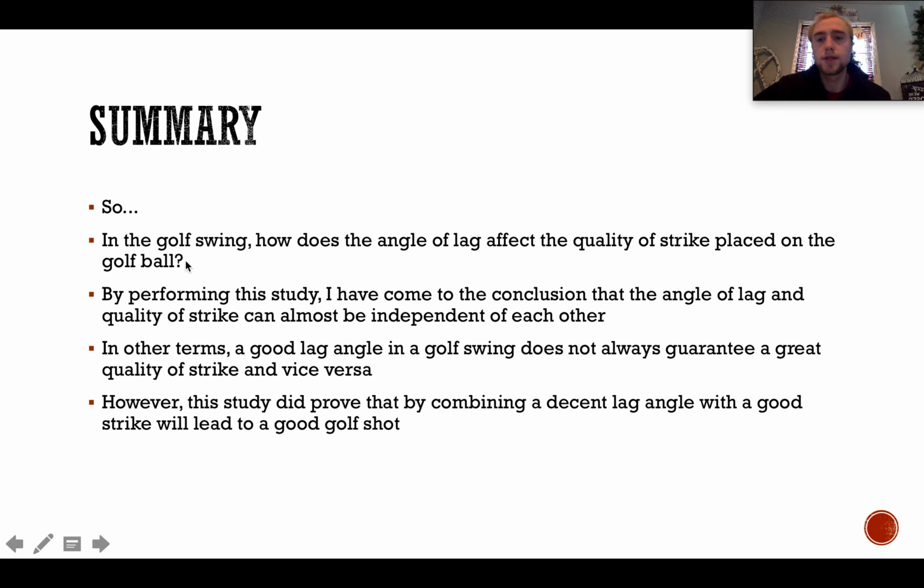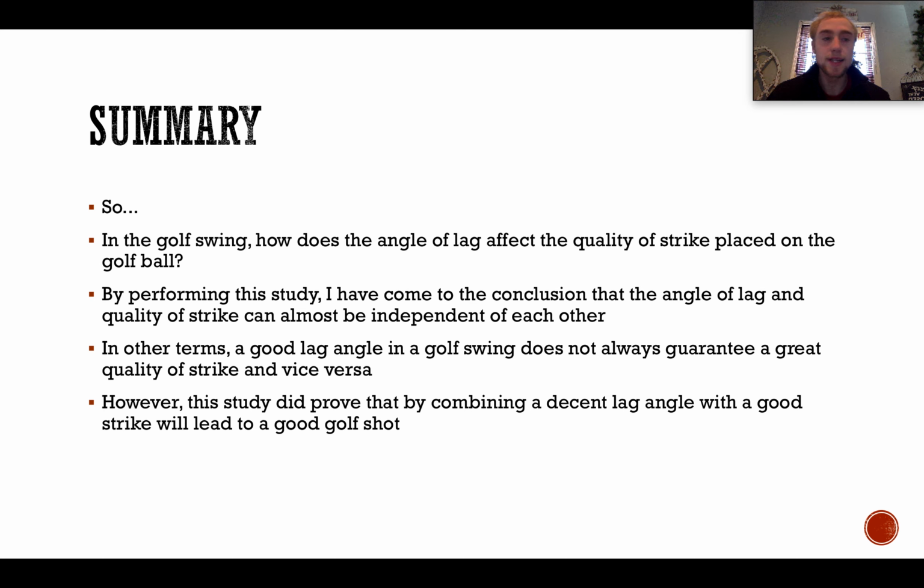The original question I asked was, in the golf swing, how does the angle of lag affect the quality of strike placed on the golf ball? So by performing this study, I have come to the conclusion that the angle of lag in a swing and the quality of strike are practically independent of each other. Or in other terms, they don't rely upon each other. You can have a good lag angle, and that does not always guarantee you're going to have a great quality of strike. Also, you can have a great quality of strike, but it doesn't mean you're going to have a good lag angle. So what this study did prove was that by being able to combine a decent lag angle with a good quality strike, it will lead to a good golf shot. You can't have one without the other.